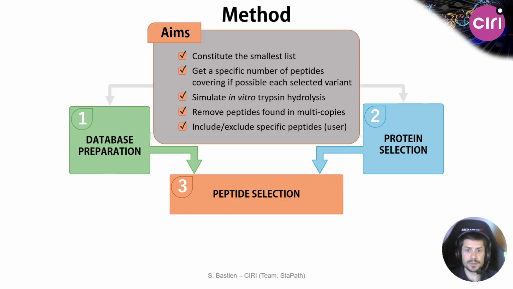The third step selects the final list of peptide sequences. This list should be as small as possible while ensuring that each variant is covered by a user-defined number of peptide sequences. These are generated by simulating the usage of trypsin hydrolysis on the selected sequences. Peptides that are found in multiple copies in the initial database are removed, and an option has been implemented for the user to add or delete specific peptide sequences.